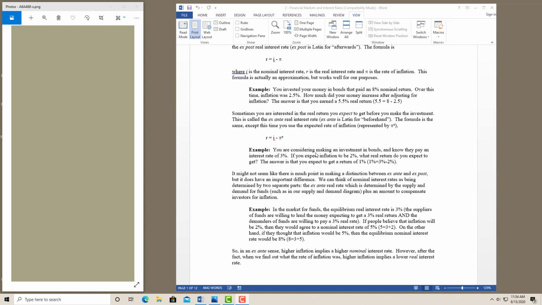You are considering making an investment in bonds and know they pay an interest rate of 3%. If you expect inflation to be 2%, what real return do you expect to get? Well, the answer is 1%. So we're going to get 3% nominal. We're expecting inflation to be 2%, okay? And so we expect our real return to be 1%.